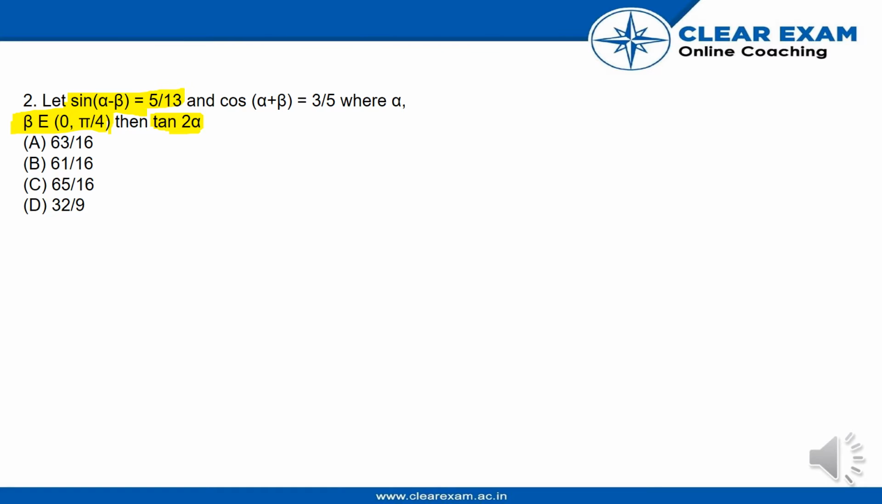Okay, we need to find tan 2 alpha in this. It is a very simple and effective question. First of all, we should know the properties of this trigonometric function. We can have tan as sine upon cos theta, right?